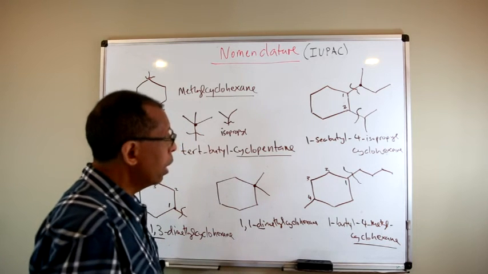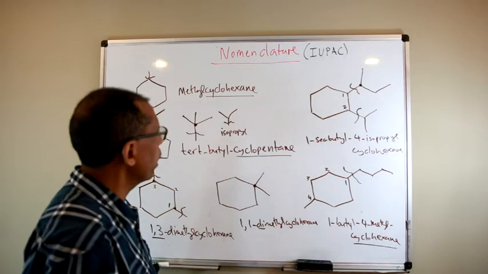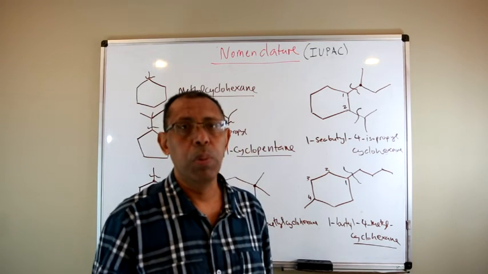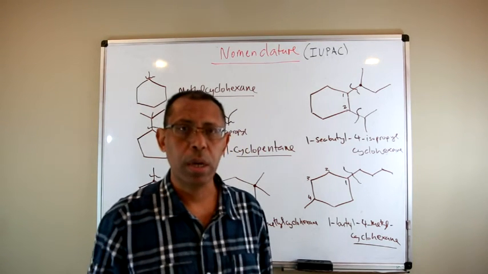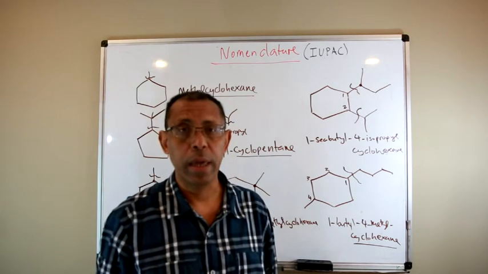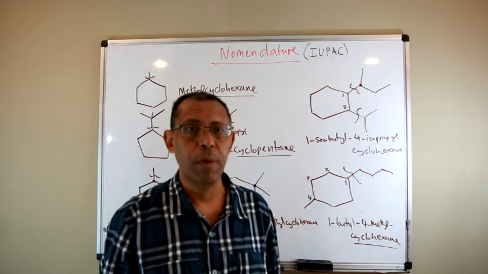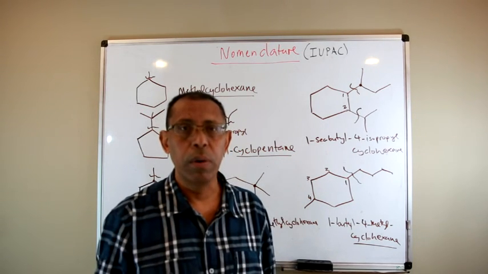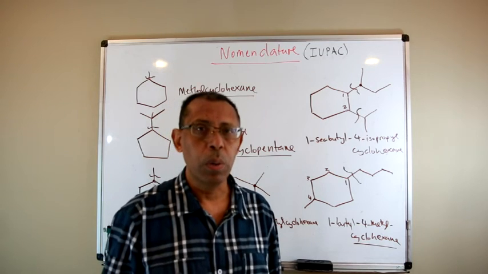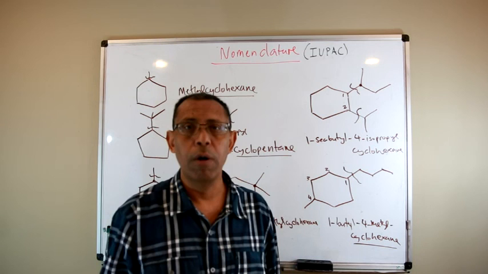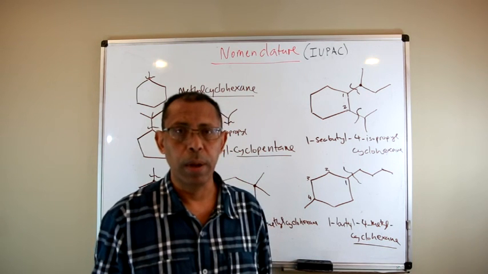So remember to review again and practice more on the nomenclature, both in the straight chain compounds, alkyl chains, and also the cycloalkanes. So remember to follow the IUPAC recommendations or conventions for how to name organic compounds. With this, we conclude the nomenclature of alkanes and cycloalkanes.